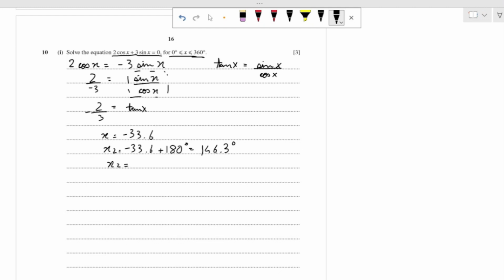We can add 180 degrees to 146.3, or we can just add 360 degrees to minus 33.6, which is basically 180 degrees added two times. That gives us 326.3 degrees, and these are your two solutions.